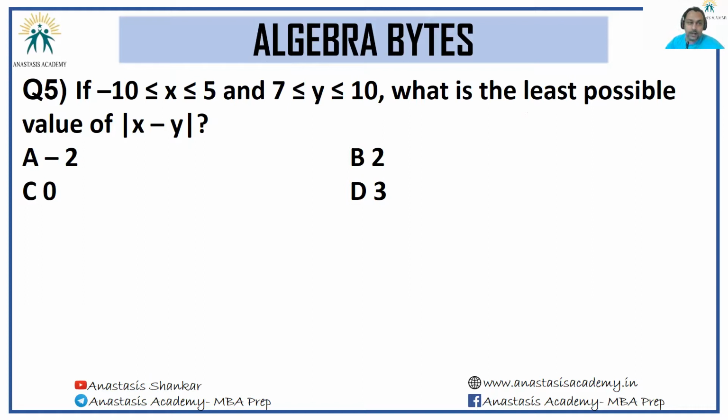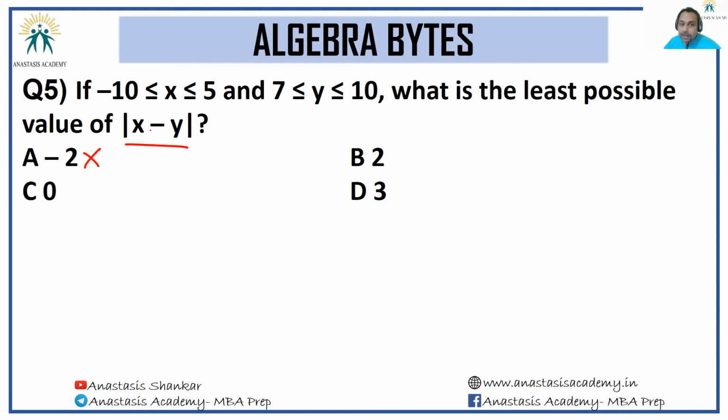Last one, if x lies in the range 5 to 10 and y lies in the range 7 to 10, what is the least possible value of mod of x minus y? Okay, hopefully as soon as you see this question, you can eliminate option A as a potential answer. A will definitely not be the answer. When we're taking mod of some expression, it can either be 0 or a positive number only. So -2 is gone.